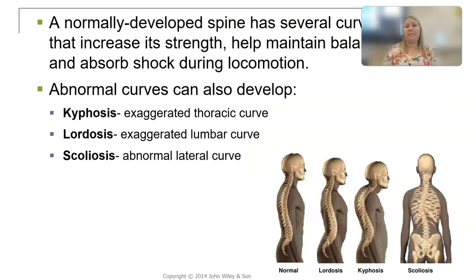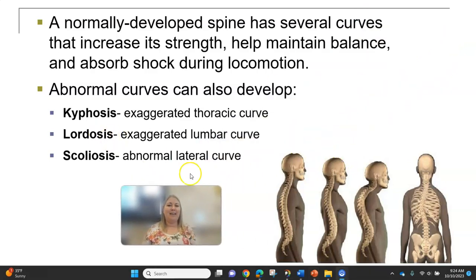So a normally developed spine, besides having the bones and the connective tissues, also has a couple of curves in it. So these curves are important to help a human maintain their balance and to be a shock absorber during locomotion or movement. And so a normal spine does have a normal curvature to it. And you can see the second one has an exaggerated lumbar curve, so we call that lordosis. So notice here, there's a slight curve in the normal one on the left, but this second one has that lumbar curve where it's kind of sticking out.